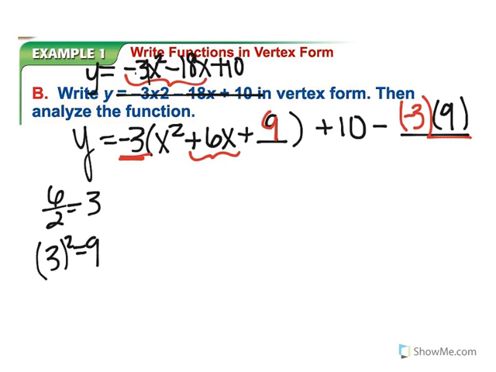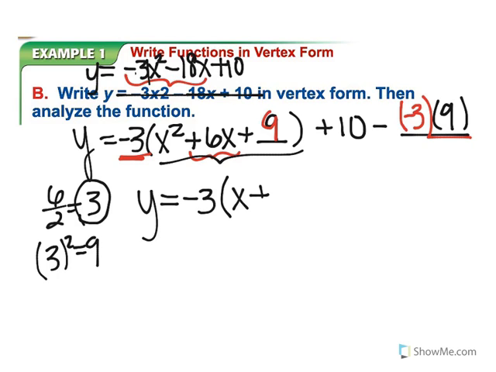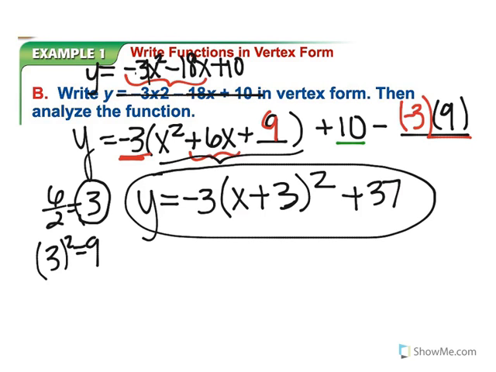Okay. Now we're going to simplify. y equals -3, and then this becomes a perfect square. I know what it needs to be by looking at the result here. So x plus 3 squared. And then for the last part, I have 10 minus -3 times 9, which turns into 10 plus 27, so plus 37. So this is your answer. y equals negative 3, x plus 3 squared plus 37.